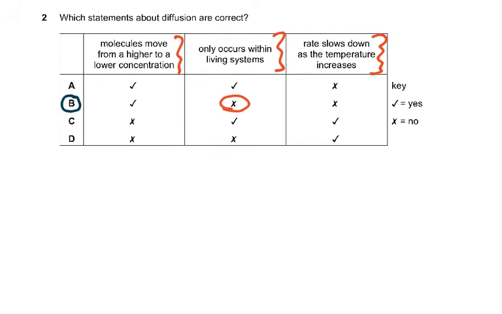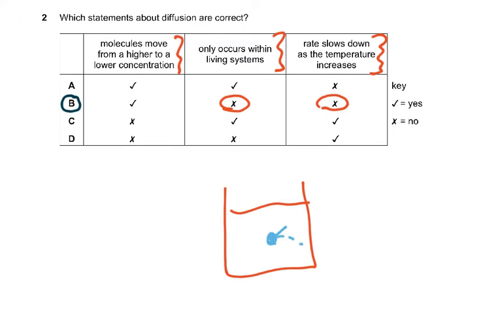Why is this wrong? Because diffusion can also occur if you take a beaker of water and put a drop of blue ink in it. Well, the blue ink is going to spread out. Diffusion occurs even in non-living things. You can do experiments on diffusion. You can drop some ink in a beaker of water and that will diffuse out.